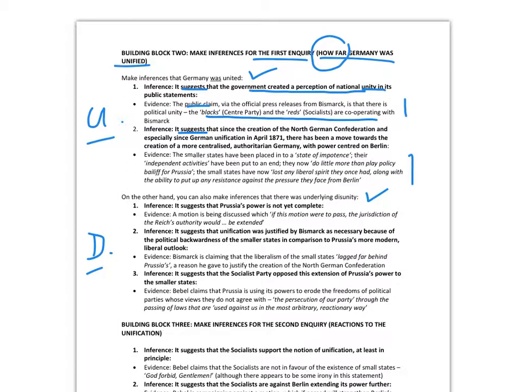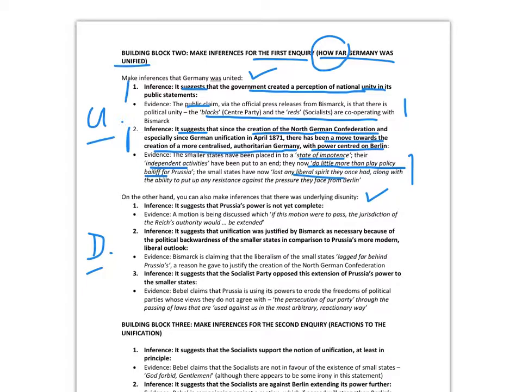The second inference: it suggests that the creation of the North German Confederation has been a move towards the creation of a more centralised authoritarian Germany with power centred on Berlin. And there is the supporting evidence. Lots of just short little quotes. State of impotence, independent activities have been put to an end. They now do little more than play policy bailiffs for Prussia. The 3 states have lost their liberal spirit. So pepper your answer with short little quotes, but make sure those short quotes sit behind the inference.